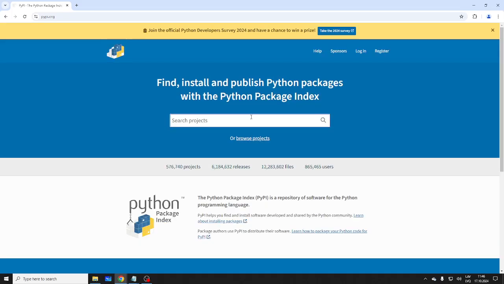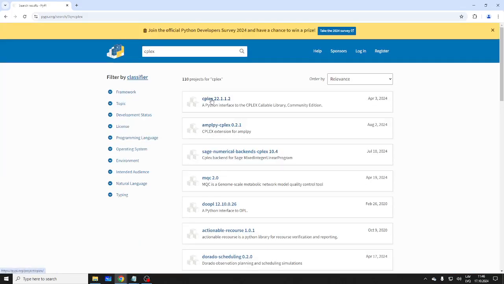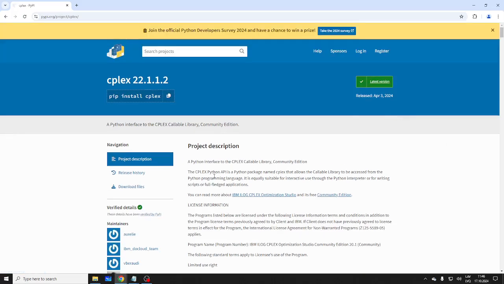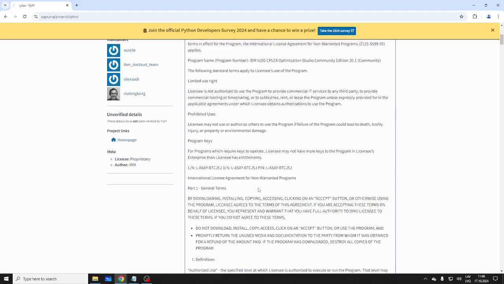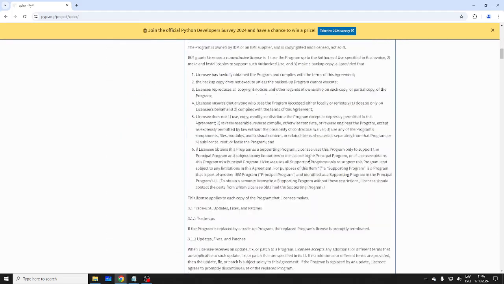Let's go to PyPI, or of course, you go to cplex. It's an active package, April 3rd, with a whole bunch of maintainers. It's a community library, basically. Of course, IBM is the creator, but it's still open source.